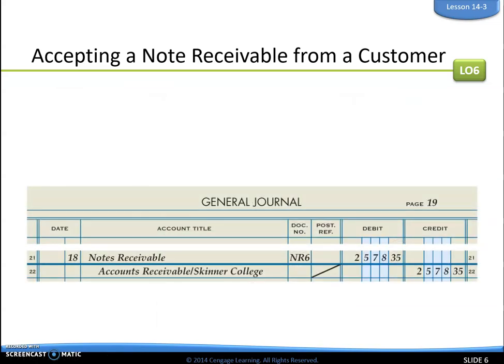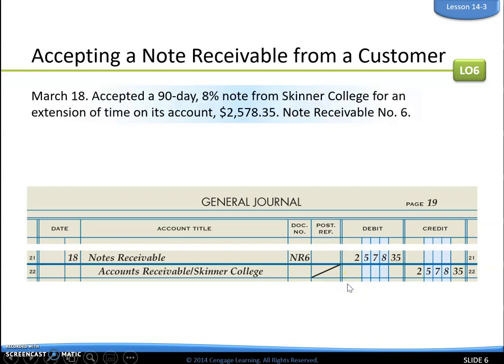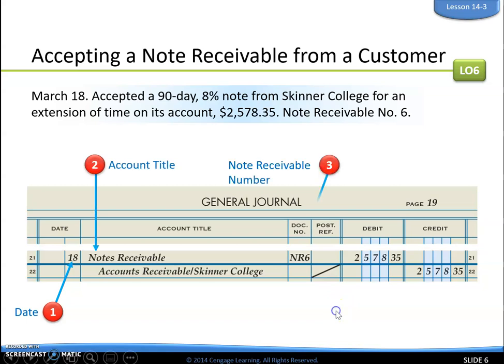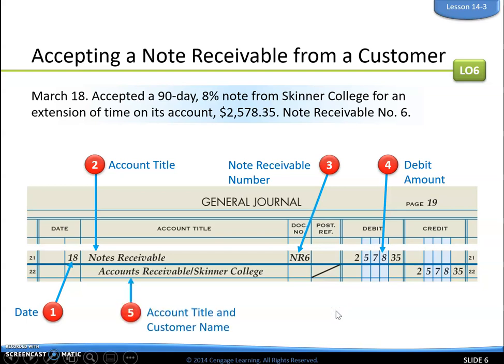So this is going to go into our general journal. We're going to put in our date. We're going to debit notes receivable. There's our document number, our debit amount, and then we're going to credit accounts receivable / Skinner College. Remember that slash goes into the post reference column to show that we would be posting that credit to 2 separate accounts. And then we have our credit.